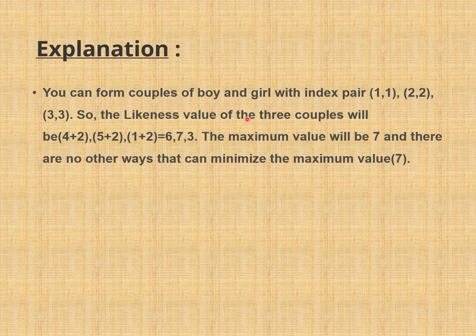Let us come to the explanation. We can form couples of boys and girls with index pairs 1, 1, 2, 2 and 3, 3. So the likeness values of the three couples will be 4 plus 2, 5 plus 2, 1 plus 2, equals 6, 7, 3. The maximum value will be 7, and there are no other ways that can minimize the maximum value 7. Thank you.